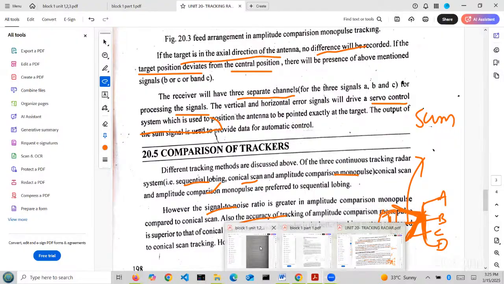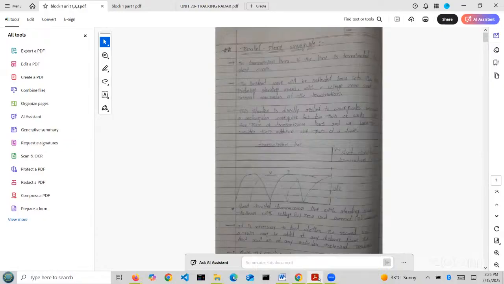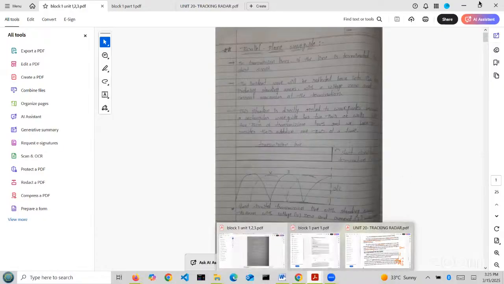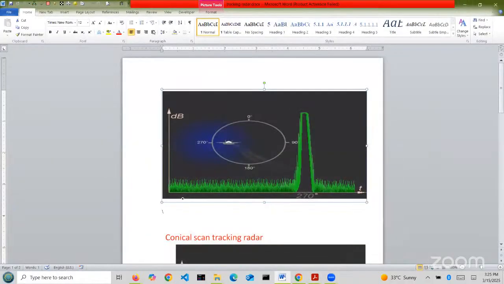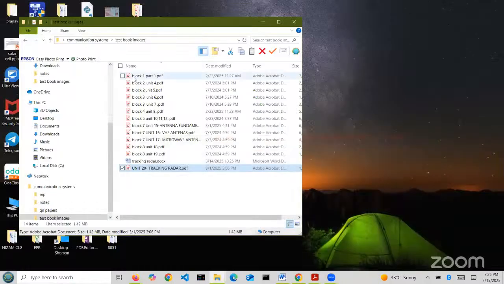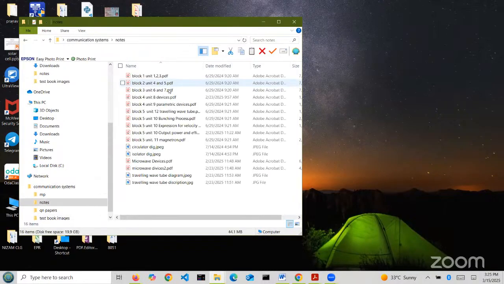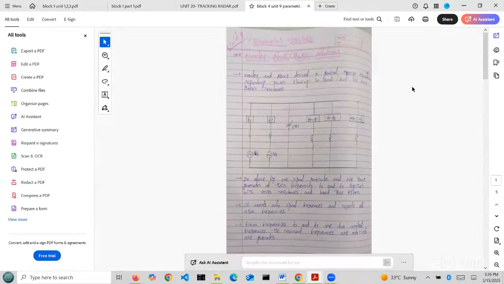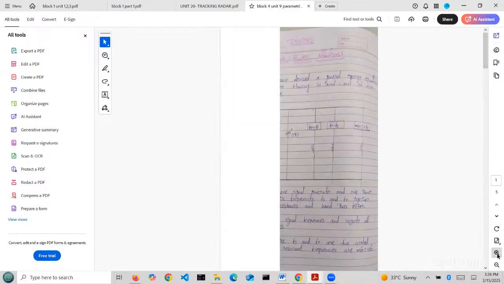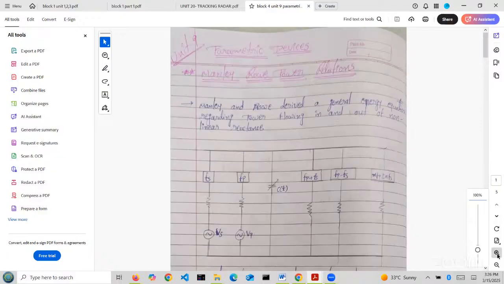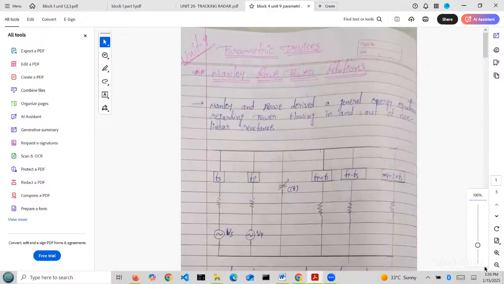Block 4, parametric devices we will see. In that, the first topic we have is Manley-Rowe power relation. Now we will see what this Manley-Rowe power relation is. Before that, what are parametric devices?